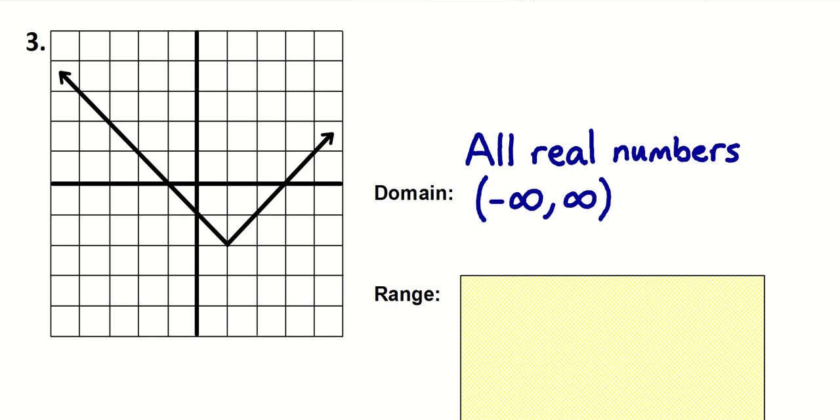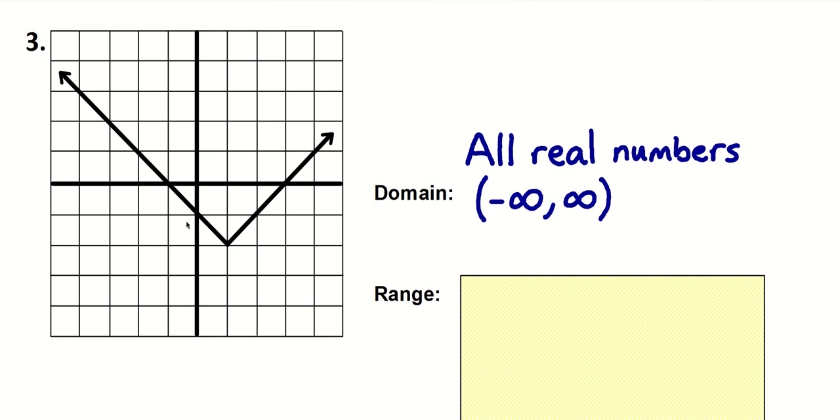So this domain, it doesn't have a farthest left point. It's going to go to the left forever. It doesn't have a largest x-coordinate. It doesn't stop going right ever. It's going to include everything. So the domain here is all real numbers.